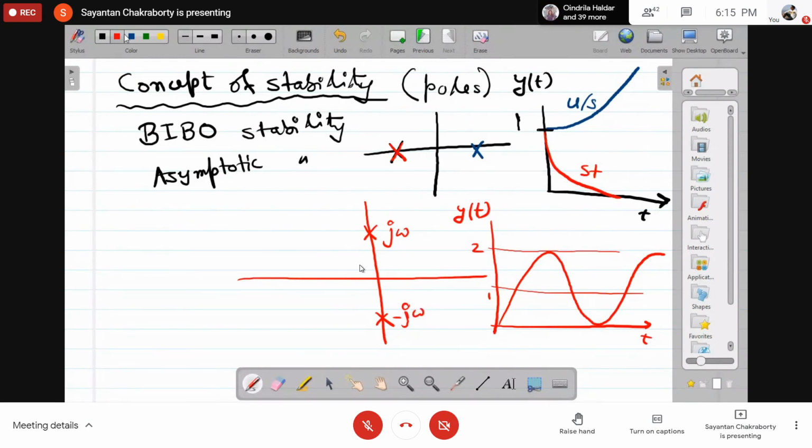So what will happen if I put another pair over here, in the same location? What will happen? The output will be going like this. Okay, so actually the stable system is marginally stable, and this will become an unstable system. I think these things are already taught in your signals and systems and circuit theory class: the location of poles and the corresponding responses.